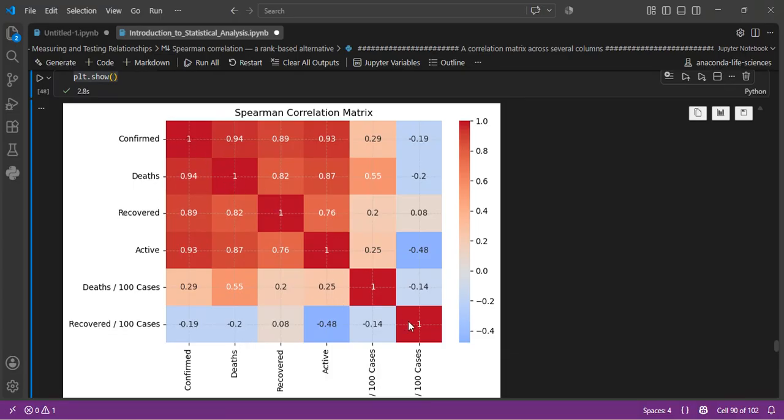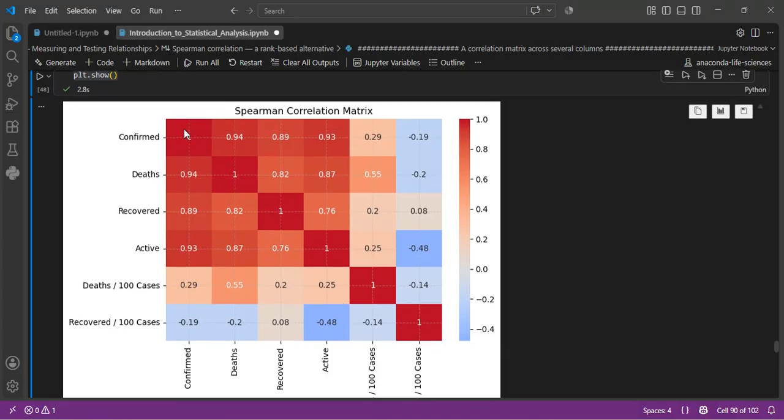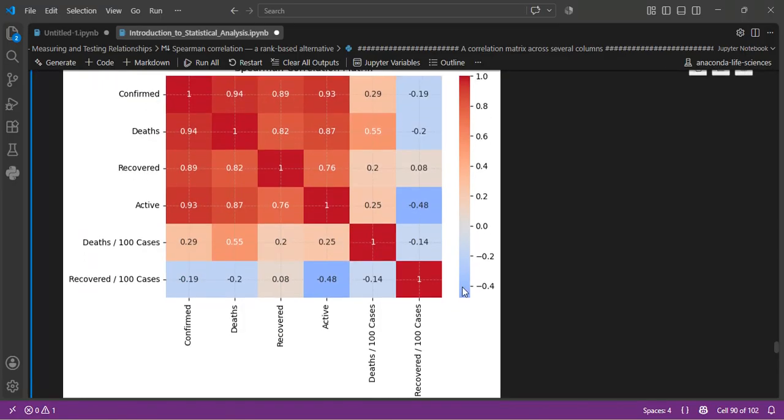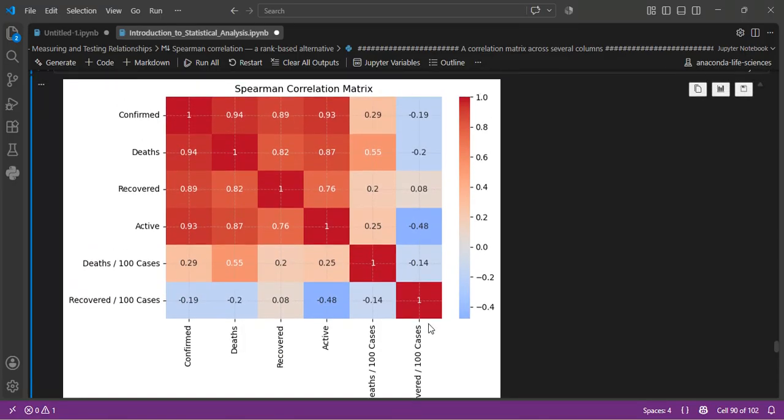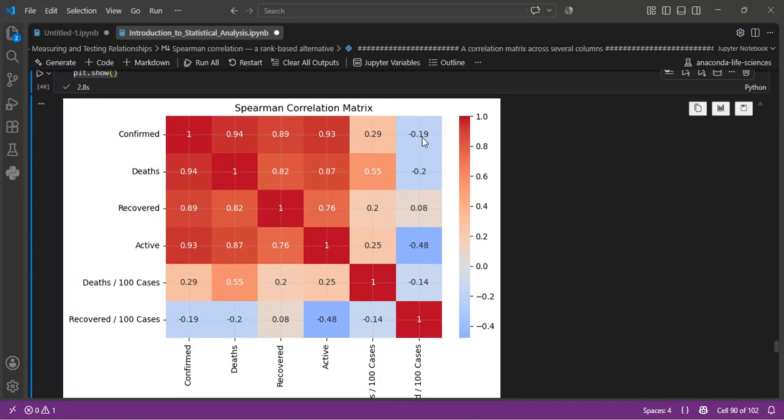So there is a negative correlation between the confirmed cases and the rate of recovery. It's negative 0.19. This gives you a wonderful statistical summary of the correlation instead of doing it one by one. This code implementation is just a few lines of code.